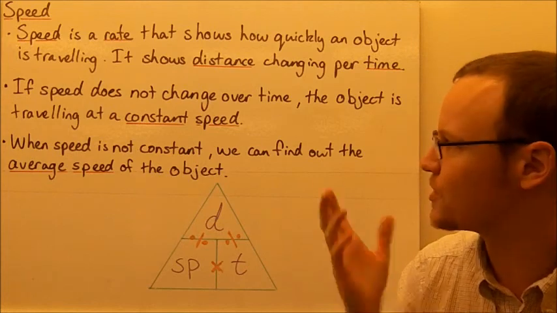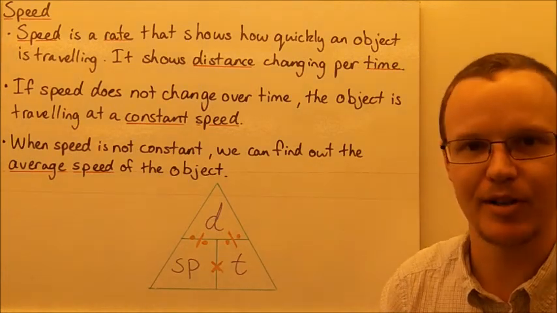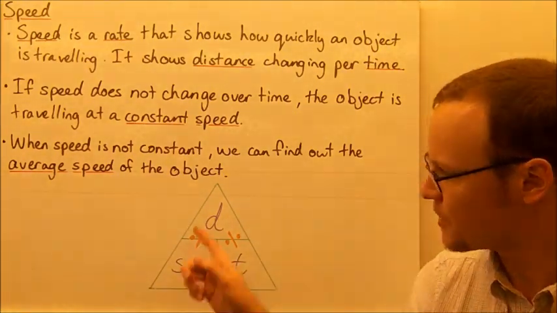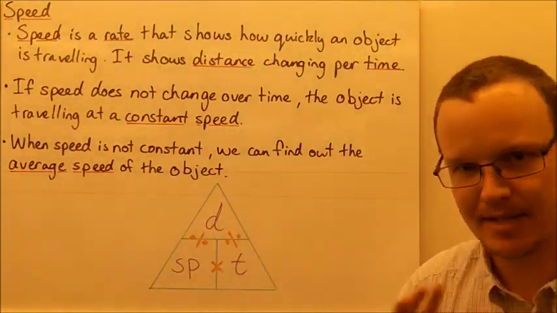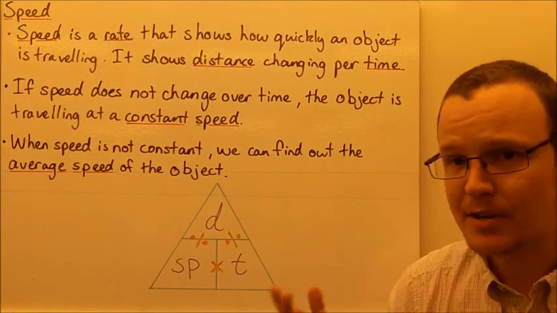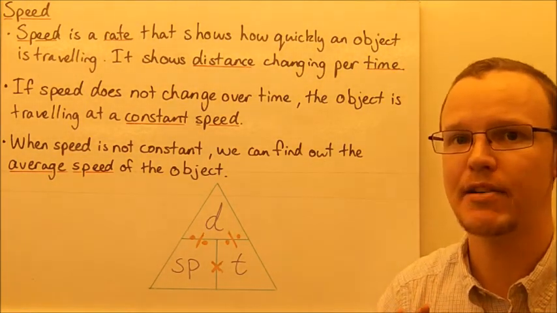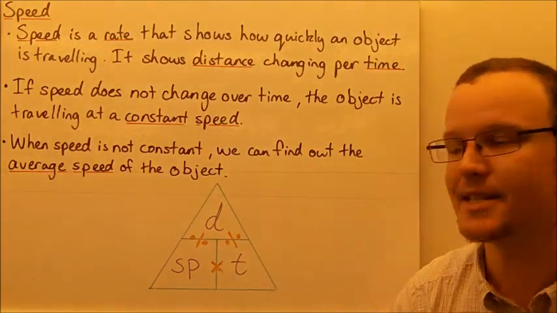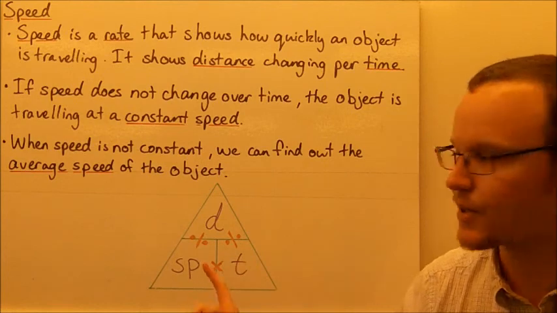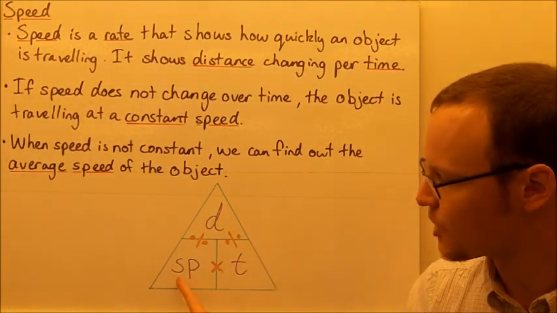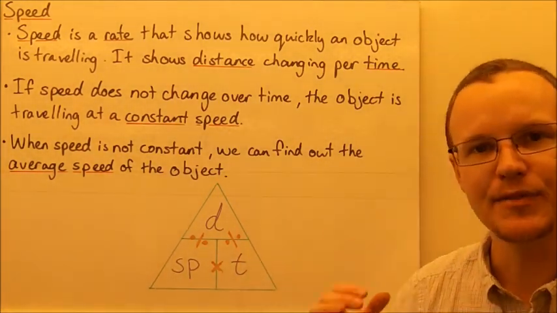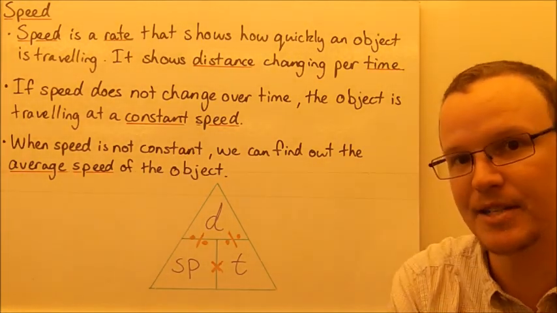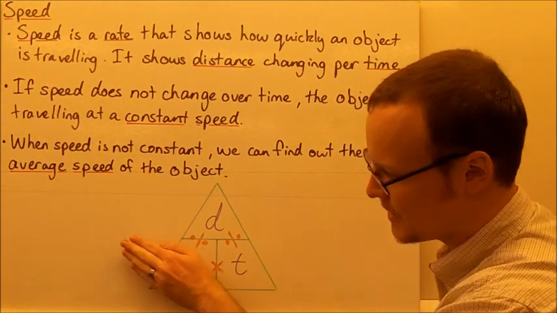So when speed is not constant, we can still find the average speed of the object. Over a certain amount of time, you'll still cover a certain distance. And we can use this handy triangle here to make some calculations with speed. Because speed is a rate, we can still use the unitary method. You can still have a look at how much distance per unit time if that's easier. But if you want, you can have a look at this handy little triangle that shows speed, distance and time. If you're given some information and you need to find the missing piece, you cover the missing piece with your hand.